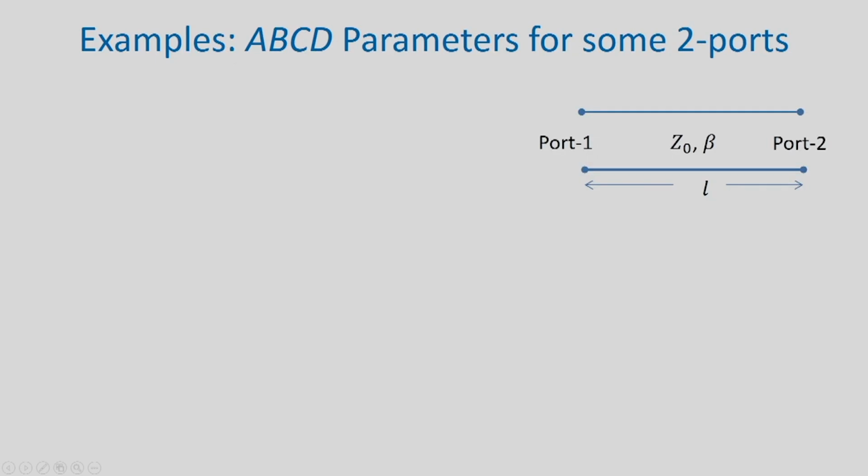Let us now consider another example where we consider a section of a lossless transmission line which is having characteristic impedance Z0 and phase constant beta. The length of this line is L, and this is considered as port 1 and this as port 2. So, we want to find out the ABCD matrix for this 2 port.